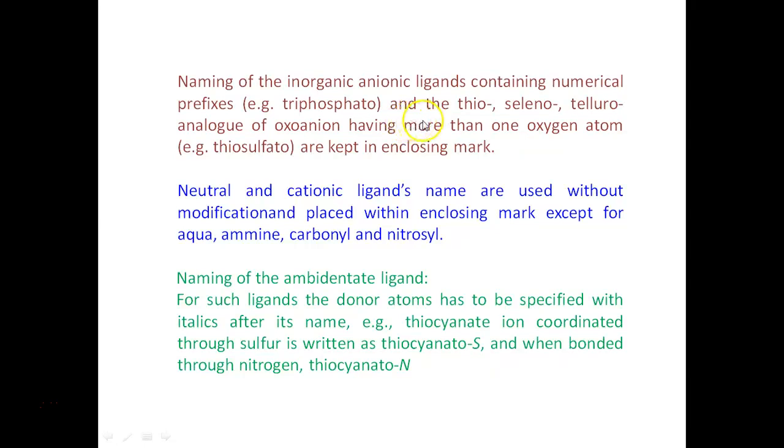Naming of the inorganic anionic ligands containing numerical prefixes, triphospho and thio, seleno, etc., of oxyanions having more than one oxygen atom are kept in enclosing marks. Neutral and cationic ligand names are used without modification and placed within the enclosing marks except for aqua, ammine, carbonyl and nitrosyl. For an ambidentate ligand, the donor atom has to be specified in italics after its name. Thiocyanate ion coordinated to sulfur is written as thiocyanate-S, when to nitrogen it is thiocyanate-N.